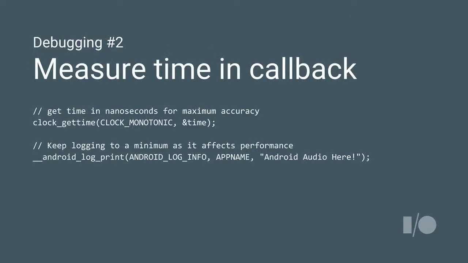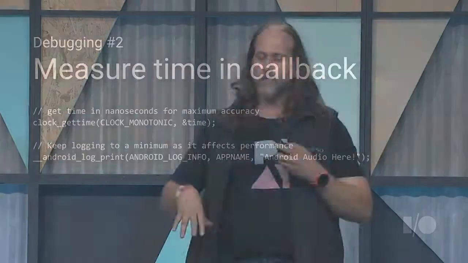Once you've eliminated any blocks, you need to figure out how much work you're doing. You can do this using clock get time, as this gives you nanosecond accuracy. Logging inside the callback is problematic, so you want to keep that to a minimum. A trick you can use is to keep a count of the callbacks and only log one every X number of calls. There are even better tricks, like keeping a ring buffer, or you can use the trace command with systrace, which is pretty cool, to create trace segments. There's a native API we added in M for that, so it doesn't even force a JNI call, which is great.